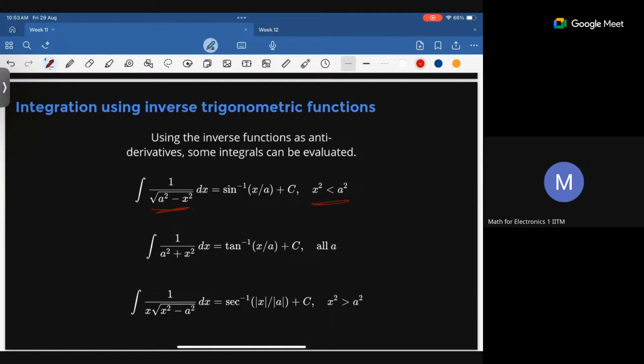Whereas if you see expressions where you don't have a square root, but you have something like 1 by a square plus x square, earlier we didn't have techniques to integrate this, but inverse trigonometric functions help us. This will turn out to be tan inverse of x by a plus c, and this is true for all x. And similarly, the other one also.